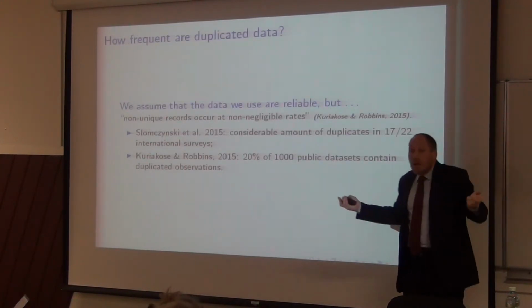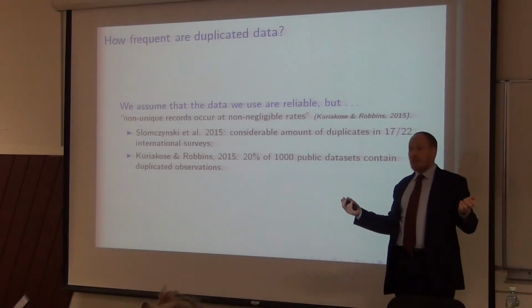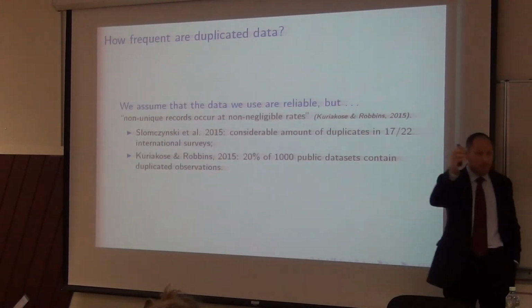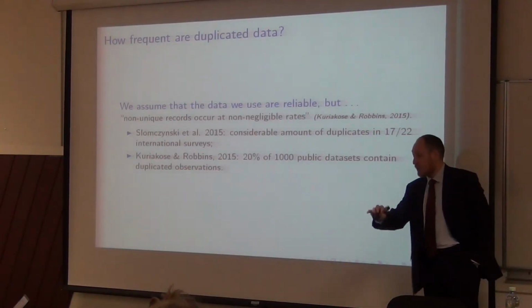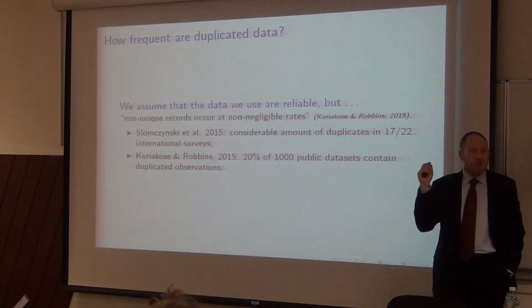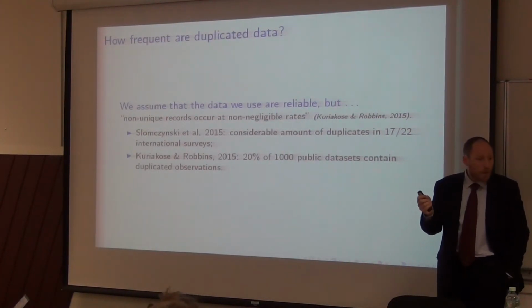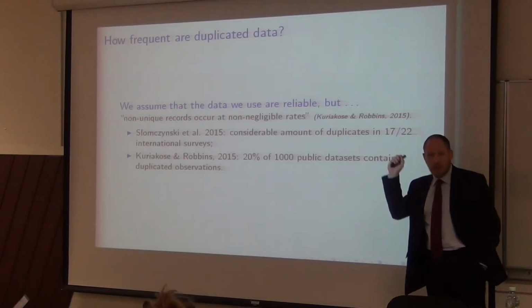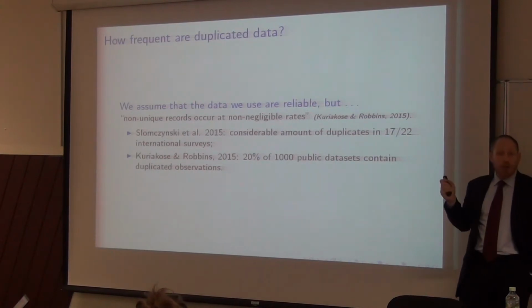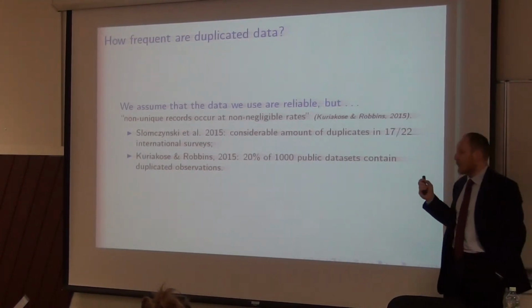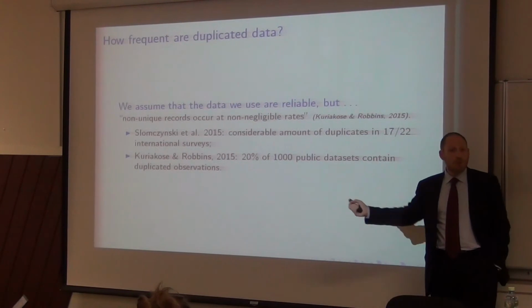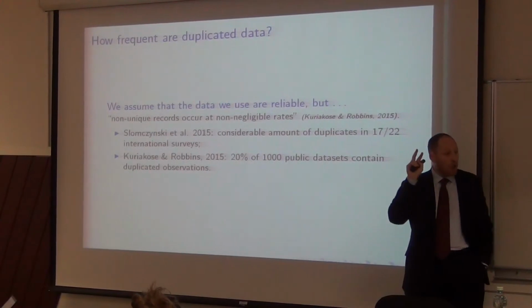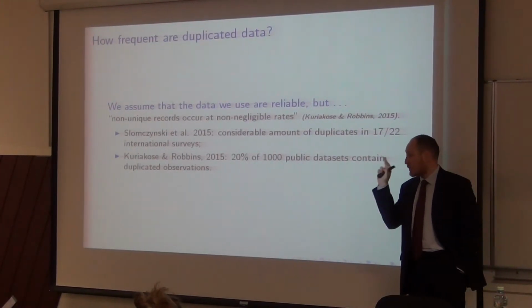Normally, and I'm speaking here about myself, when I open a data set, I assume that the data we use are reliable. I look for missing data, coding, etc. But on average, I think that the data I'm working with are true. The point is that, as Kuriakose and Robbins put it in an article of 2015, non-unique records occur at non-negligible rates. And to the best of our knowledge, there are only two papers that deal with the presence of non-unique records in international surveys.